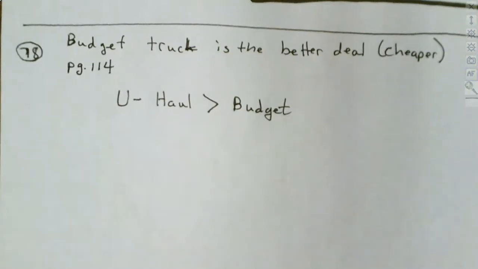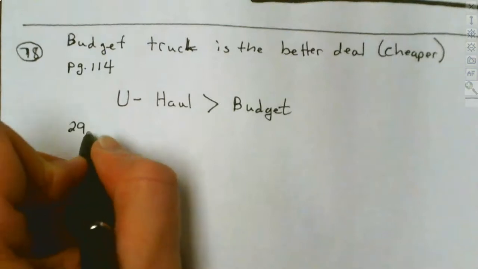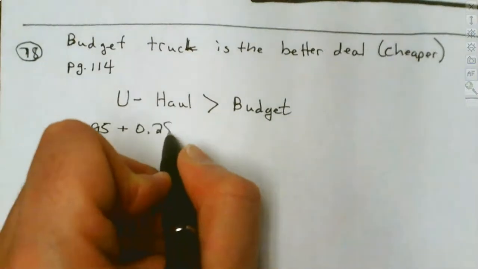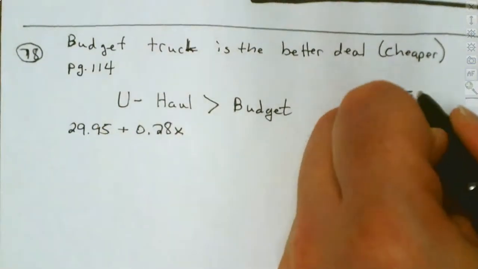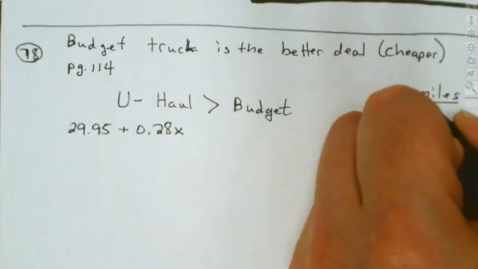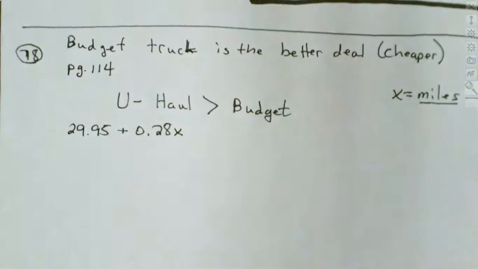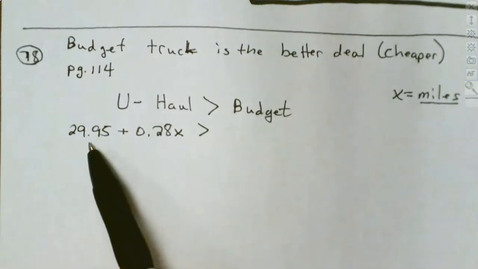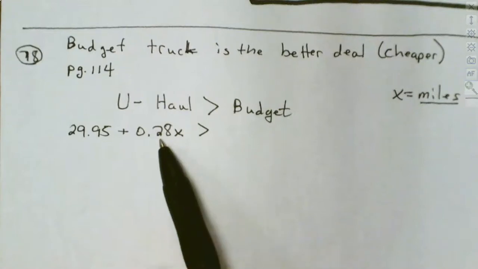Okay, so what do we know about each of these? Well, for the U-Haul truck, we're only going to rent this for 1 day. So the U-Haul truck is $29.95 a day. And then 28 cents a mile. So that's 0.28 times X, because X is going to represent the number of miles. And the more miles we drive in that U-Haul, of course, the higher the bill is going to be. So we have $29.95, that's just the cost to rent the truck, and 28 cents every mile.